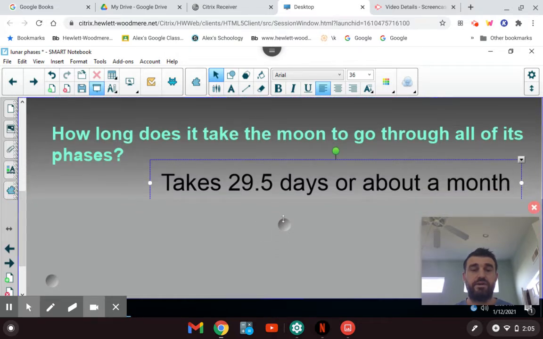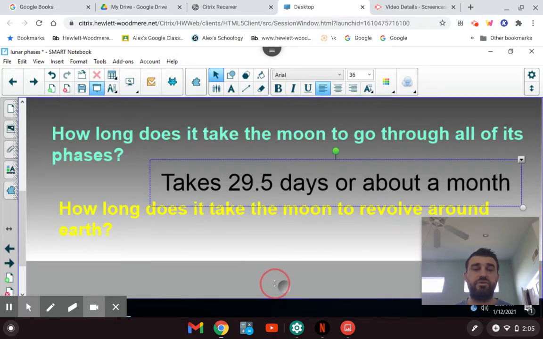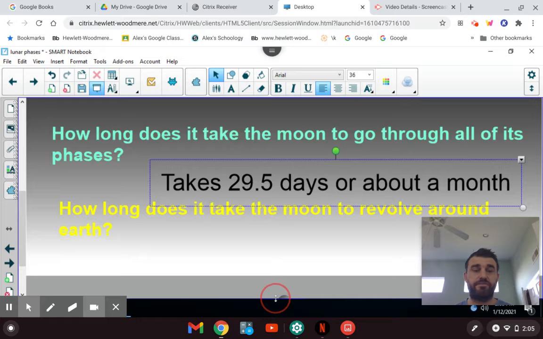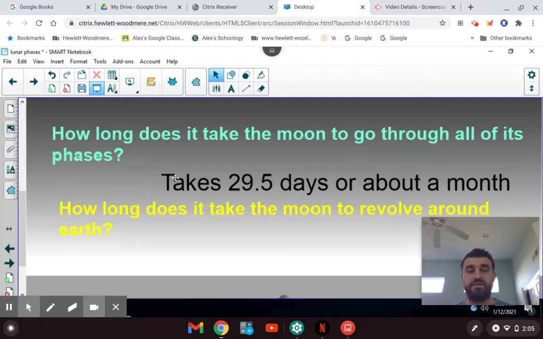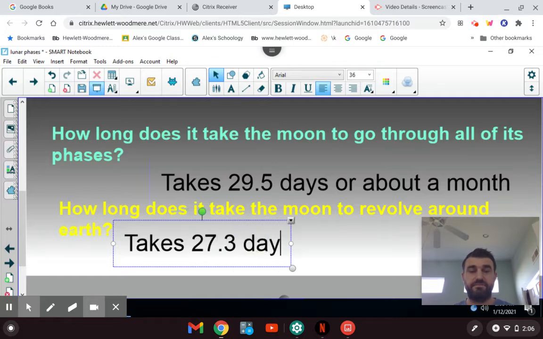All right, the next question. How long does it take the moon to revolve around the Earth? Well, common sense should tell you it's the same answer as the question before. But of course, not everything could be that simple. And it's a little bit different. It takes 27.3 days. Okay? So they're not the same answer.